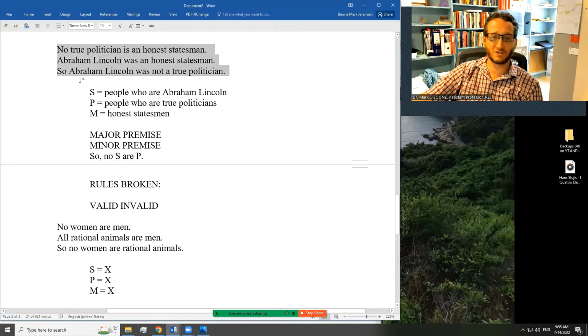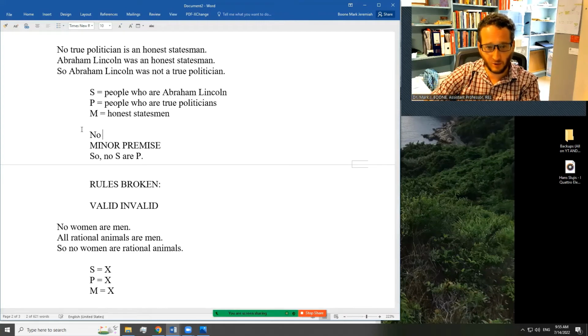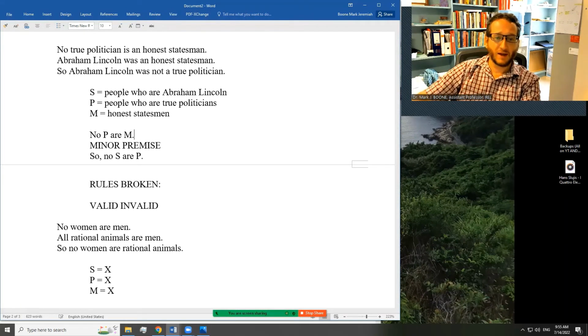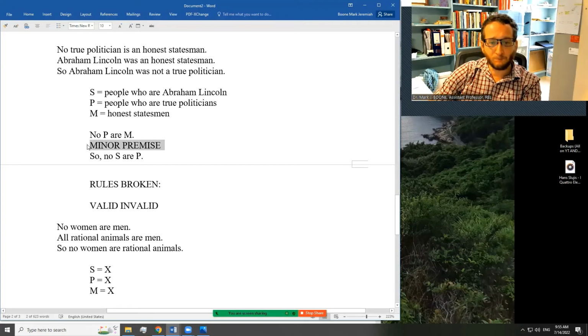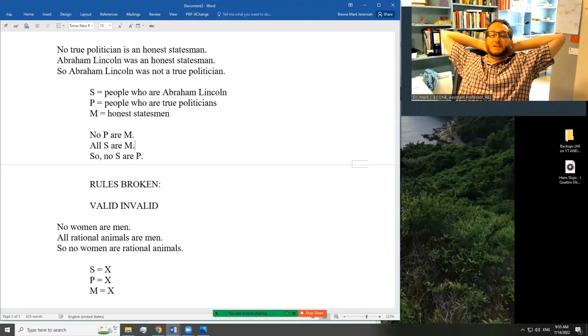All right, no true politician is not a statesman. Is that our minor premise or major premise? How are we going to symbolize it? It's no PRM. So that's our major premise, no PRM. And the minor premise is all SRM. There we go. No true politician is not a statesman.